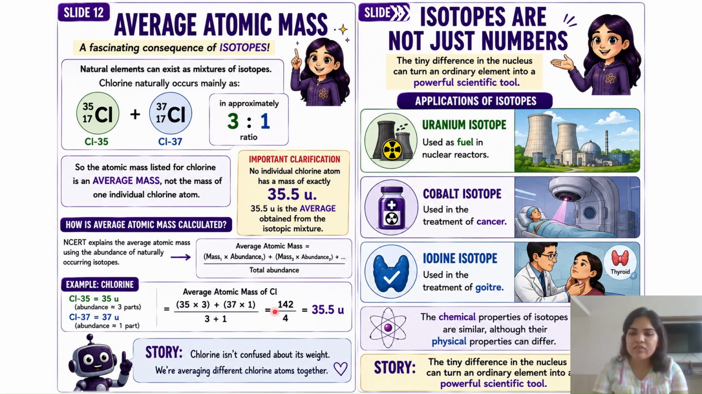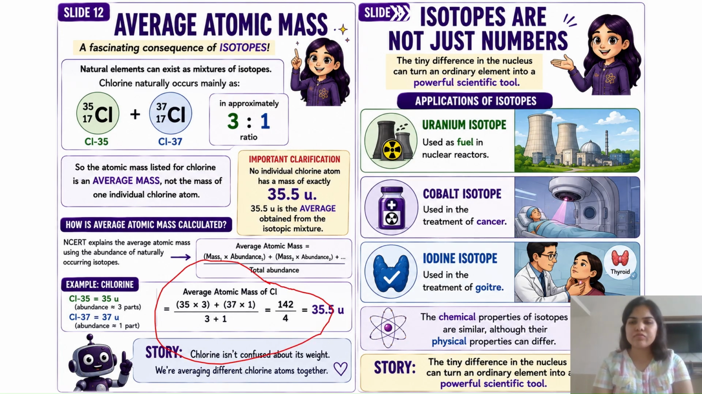Quick calculation idea. For chlorine, the simplified 3:1 ratio means that out of 4 atoms, approximately 3 are chlorine 35 and 1 is chlorine 37. So, the average can be visualized as: average atomic mass is equal to (3 × 35 + 1 × 37) divided by 4, which gives 35.5 u. That is why the periodic table gives us a decimal value rather than a whole number.